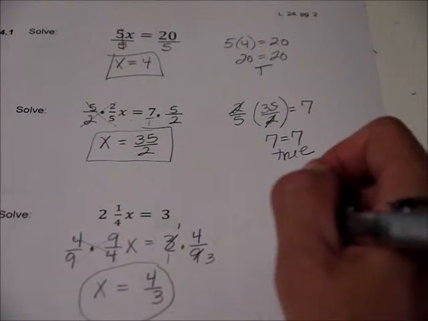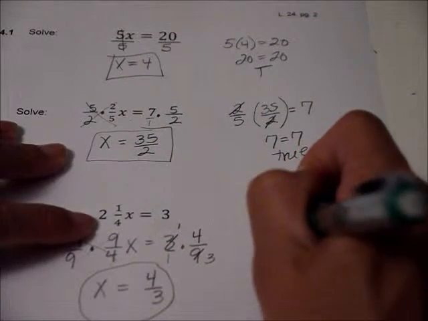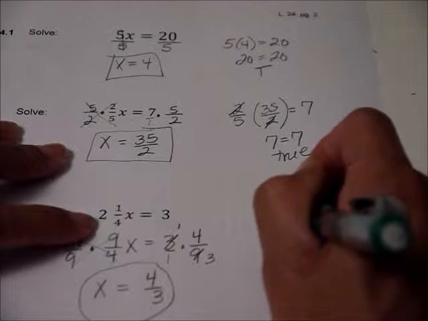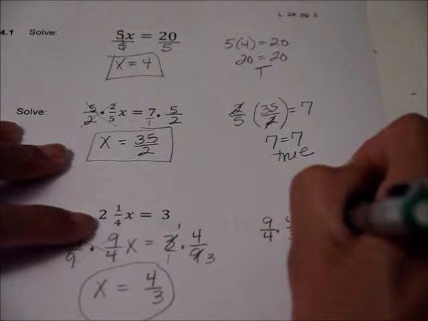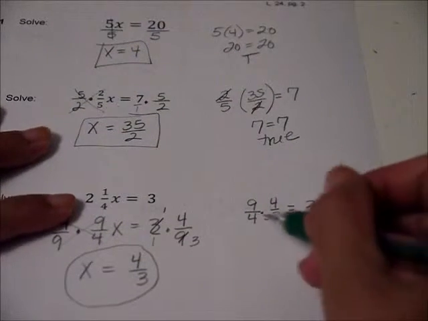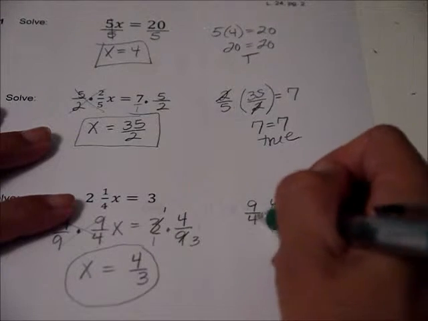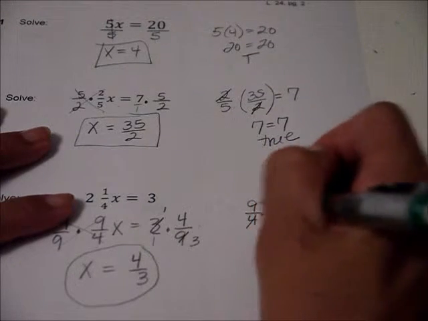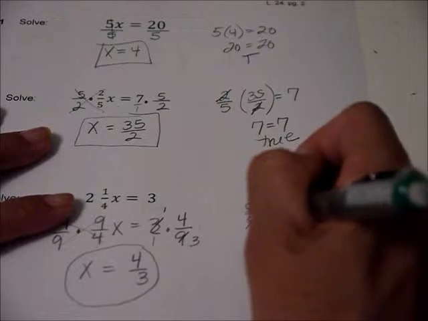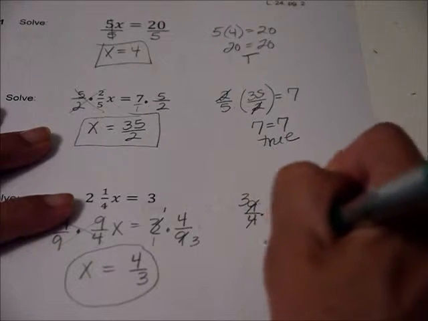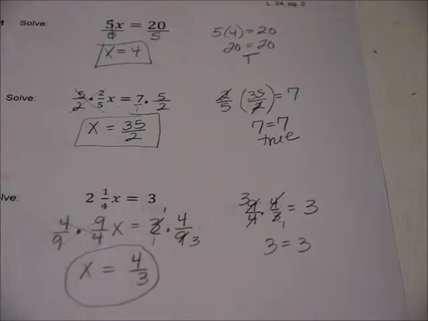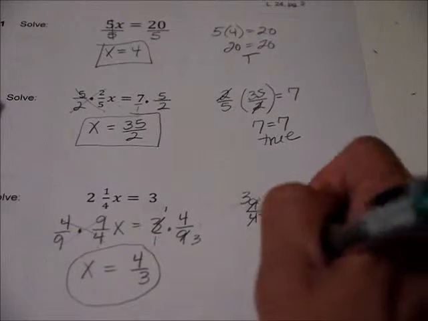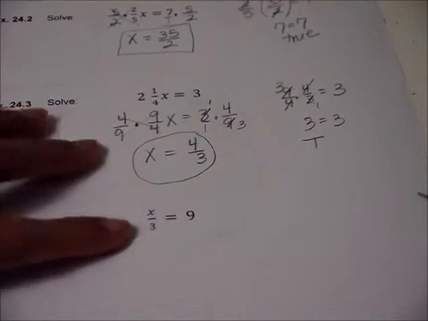And I'm going to go ahead and check. I'm going to do 9/4 times 4/3, and does that equal 3? Yes, well, 4 and 4 cancel out, and I get 9/3, or I can say 3 goes into itself once, goes into 9 3 times, so yes, 3 equals 3, and that's true.